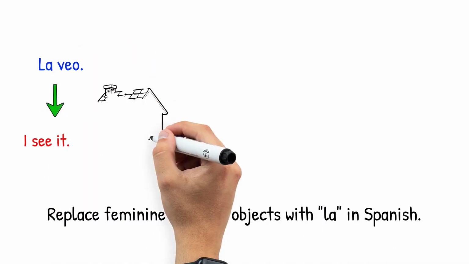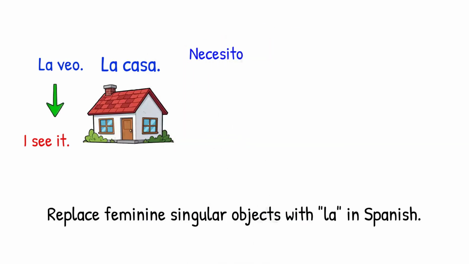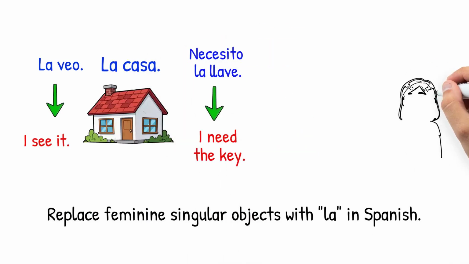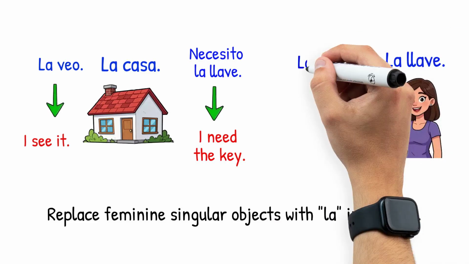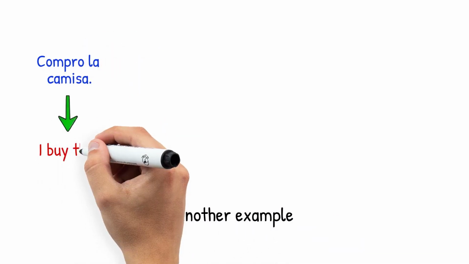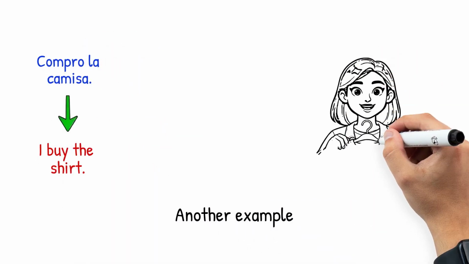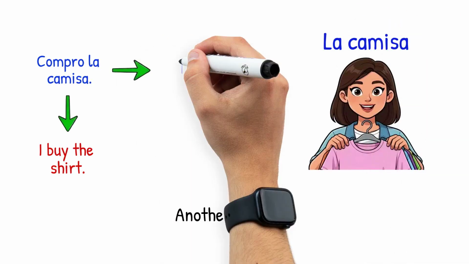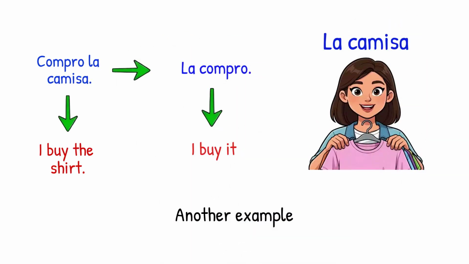Another example. Necesito la llave. I need the key. What do I need? La llave. Feminine singular. So, la necesito. I need it. Another one. Compro la camisa. I buy the shirt. La camisa is feminine singular. So, la compro. I buy it.